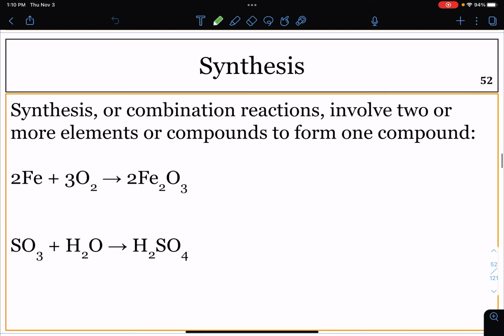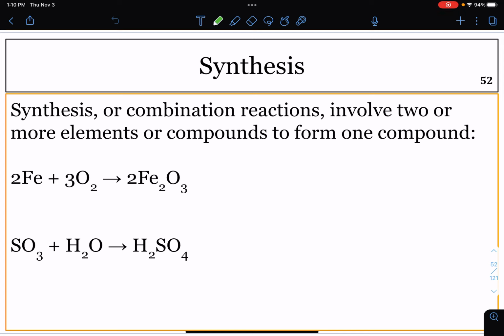The first type we will learn about is the synthesis reactions. These synthesis reactions are reactions that create, make, or synthesize one compound. You can recognize these reactions as having 2 or more reactants and only one product on the right-hand side.